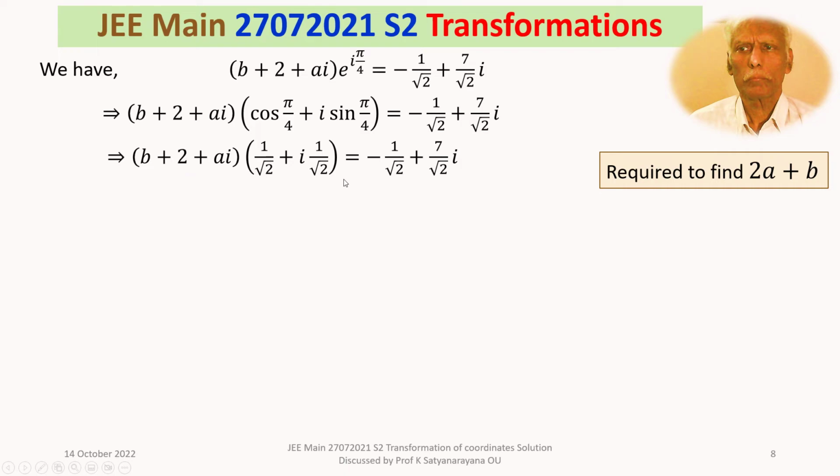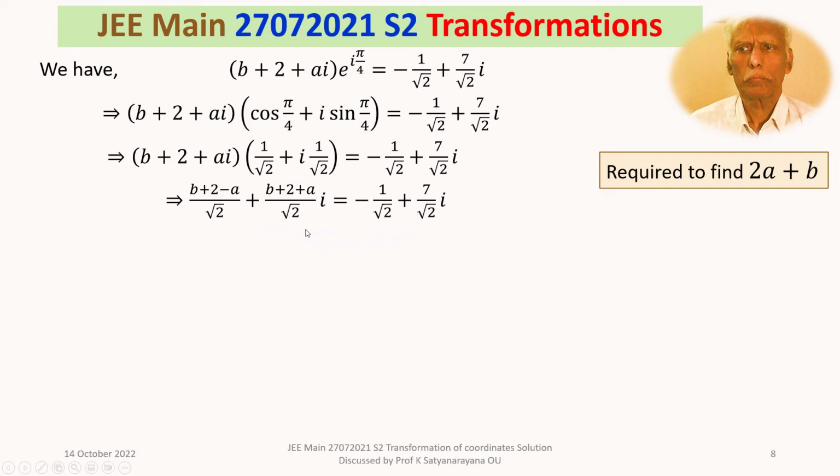Now multiply. If you multiply (b + 2) into 1 by root 2 plus ai into i times 1 by root 2, that is minus a by root 2. That is the real part. Similarly, the imaginary part is this one. This is the real part after multiplication, and this is the imaginary part, equal to -1 by root 2 + 7 by root 2 i. These are the two complex numbers.